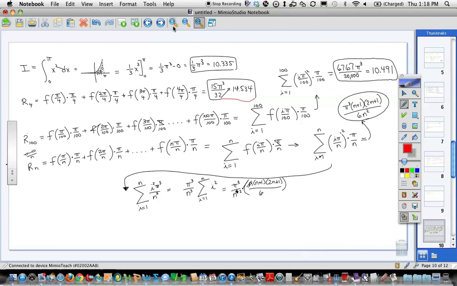Now, again, don't get lost. This is the area. This is the sum of n rectangles. What do we want to have happen with n? We want n to go to infinity. What we want to add to this is the limit as n goes to infinity of this final answer here, which was pi cubed.